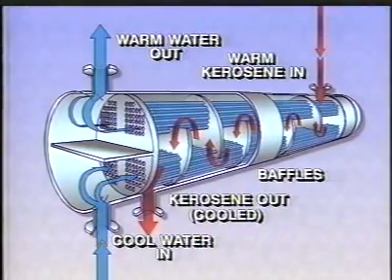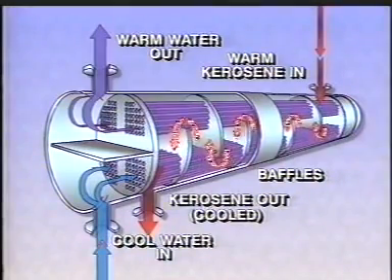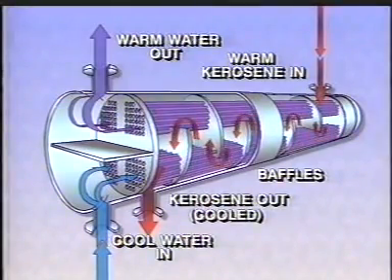As the kerosene moves through the exchanger, it releases some of its heat to the water. The baffles keep the flow of the kerosene turbulent, ensuring maximum contact between the kerosene and the tubes. With this contact ensured, the kerosene is cooled efficiently and can then be stored safely.